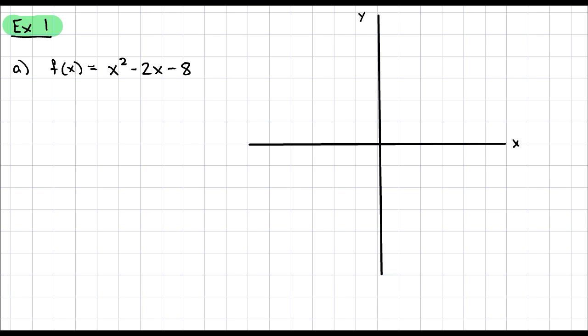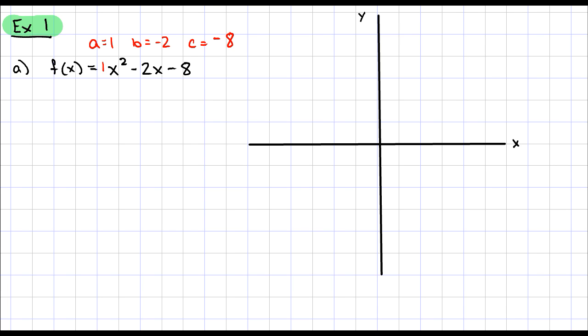But first off, looking at example A, part A, we have the quadratic function f of x equals x squared minus 2x minus 8. Now to begin with, it's a good idea to identify and actually write out what a, b, and c are. So a for this quadratic function is 1, because I basically have 1x squared. B is minus 2, and c is minus 8.